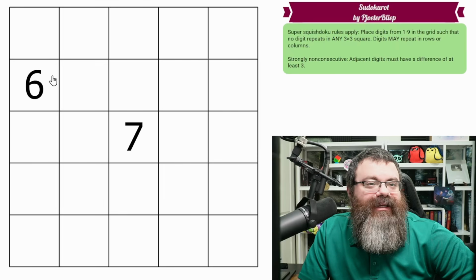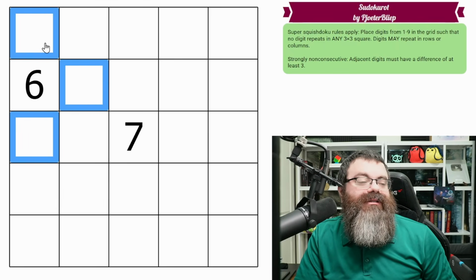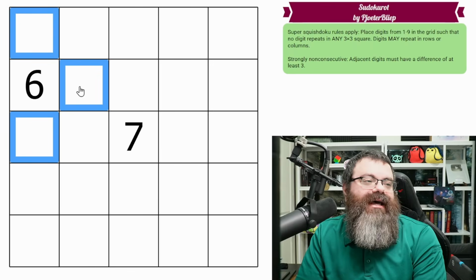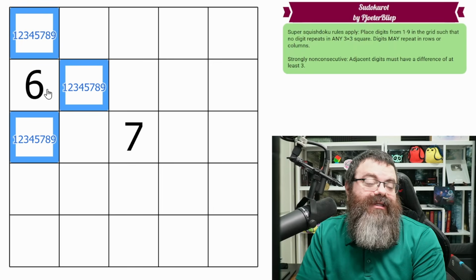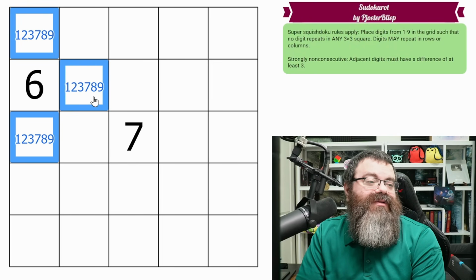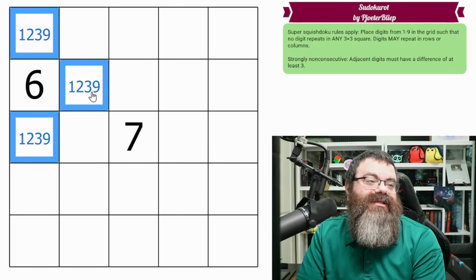So how do we want to get started on this? Well, we can pencil the stuff around the given digits, because I can pencil 1 through 9. We know that it's not going to be equal to the 6, because that's a difference of 0. Oops, I did that wrong. Sorry. 1 through 9. It's not going to be 6. It's not going to be 5 or 7. It's not going to be 4 or 8. We need to be at least 3 different.